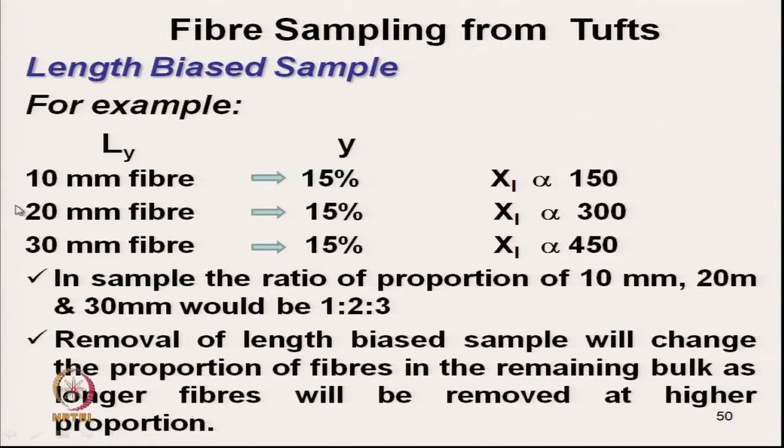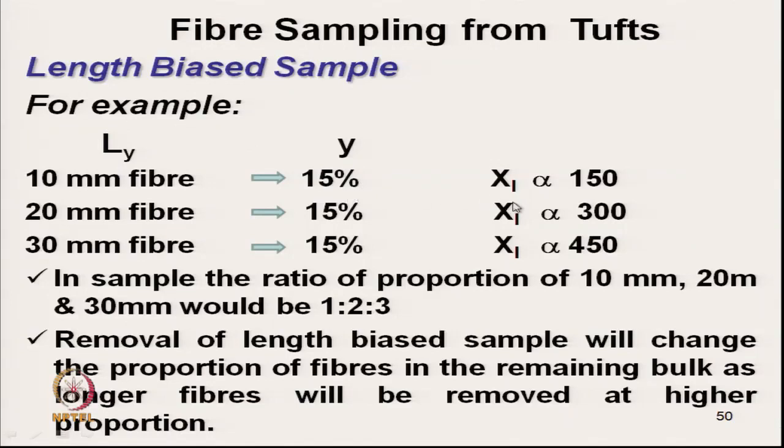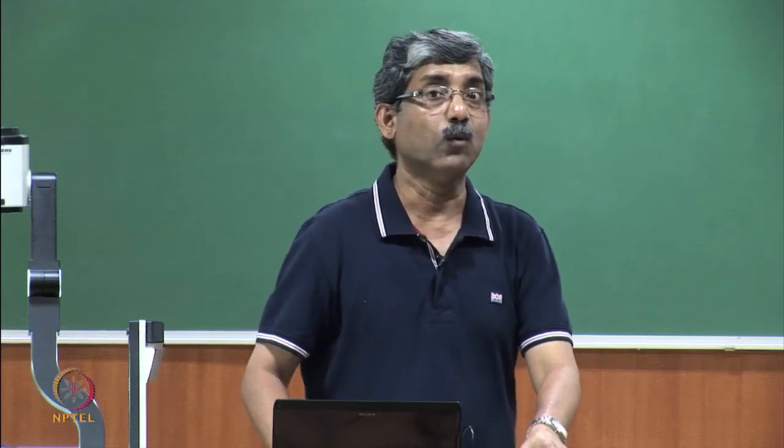Now, the example we can see here: suppose three different types of fibers are mixed along with other fibers. Let us take a 10 millimeter fiber at 15%, a 20 millimeter fiber at 15%, and a 30 millimeter fiber at 15%. They are equally distributed, so the proportion is equal, their ratio is 1:1:1, along with other fibers. When it is a length biased sample, x_i is proportional to 10 multiplied by 15, that is 150. In the 20 millimeter case, 20 multiplied by 15 is 300, and 30 multiplied by 15 is 450. So, the proportion of 10 millimeter, 20 millimeter and 30 millimeter fiber will be 1:2:3.